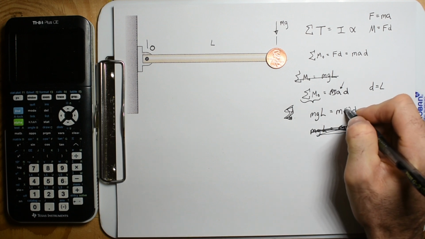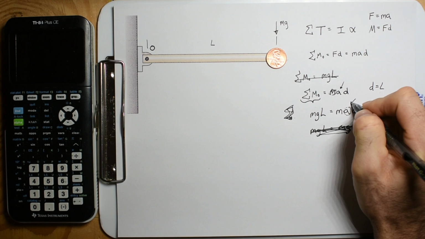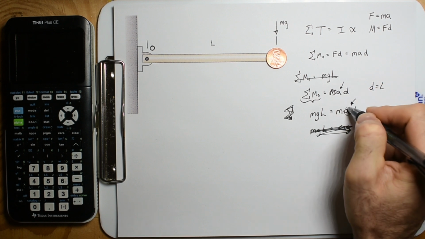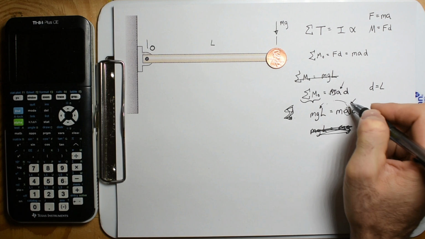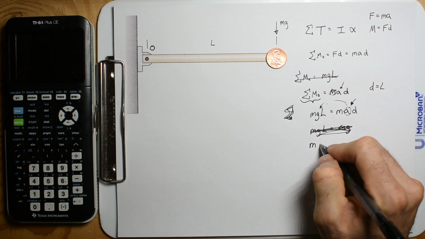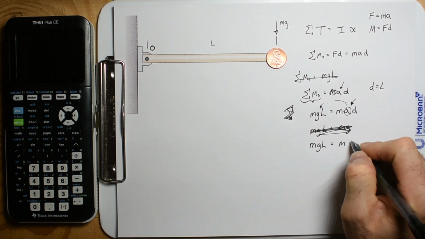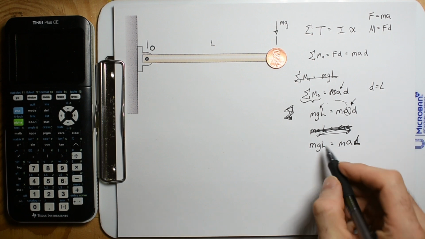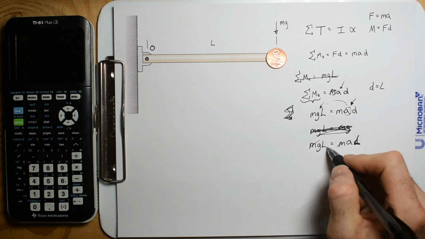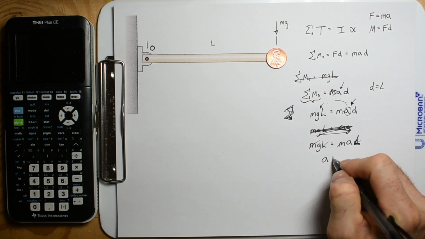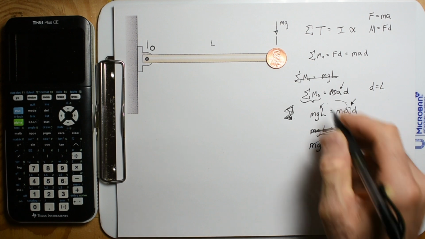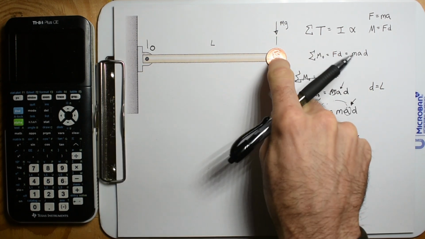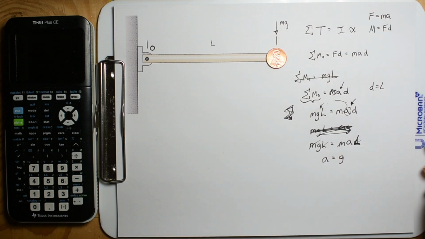This acceleration is important because it's the acceleration that you're trying to find. It just happens to be that that acceleration will be g. So we have mgL is equal to mass times acceleration times L. Now we can lop off the masses on both sides, lop off the lengths, and we can see that the acceleration of this penny, if it's on a massless rod, will fall just like it's in free fall. There's nothing preventing it. This is kind of interesting.